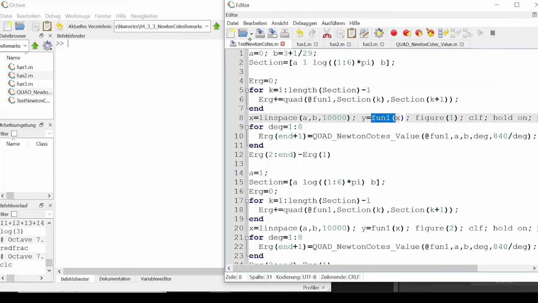That's the type of function, function 1. So what do we do? First we have the integration interval. Here I used 0 and 3 plus something because I want to avoid the following situation.